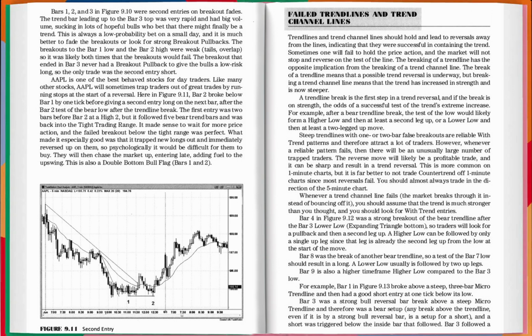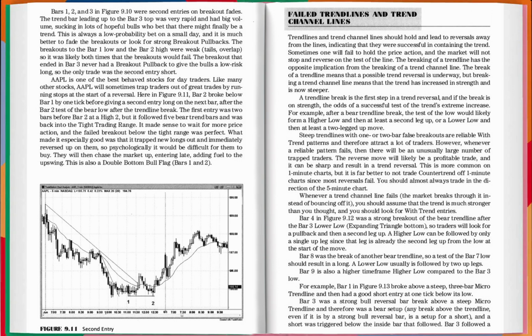The breakouts to the bar 1 low and the bar 2 high were weak tails, overlap, so it was likely both times that the breakouts would fail. The breakout that ended in bar 3 never had a breakout pullback to give the bulls a low-risk long, so the only trade was the second entry short.